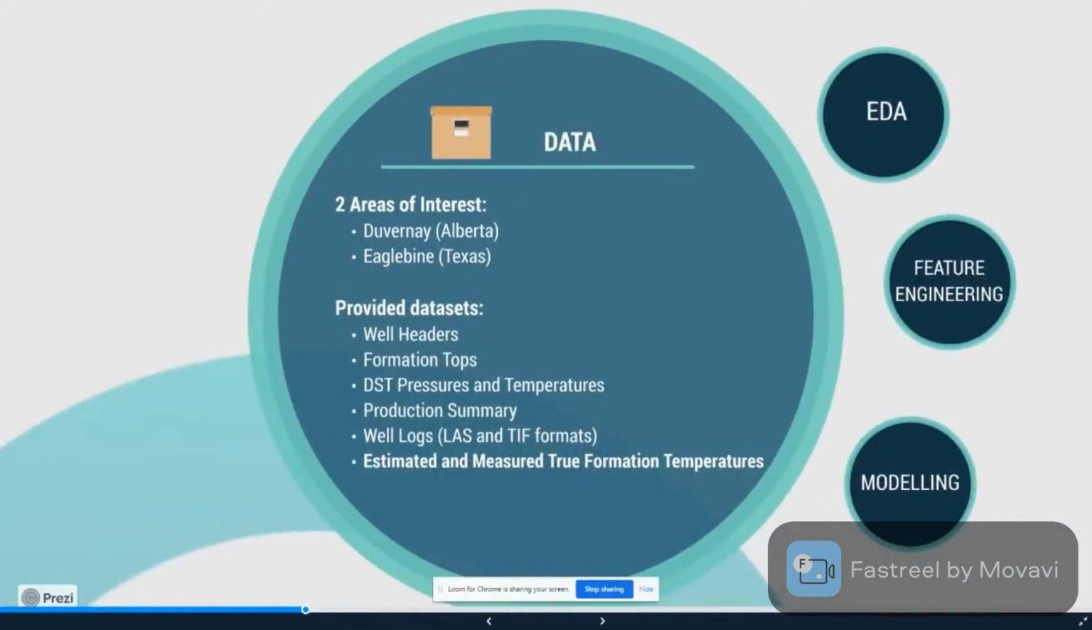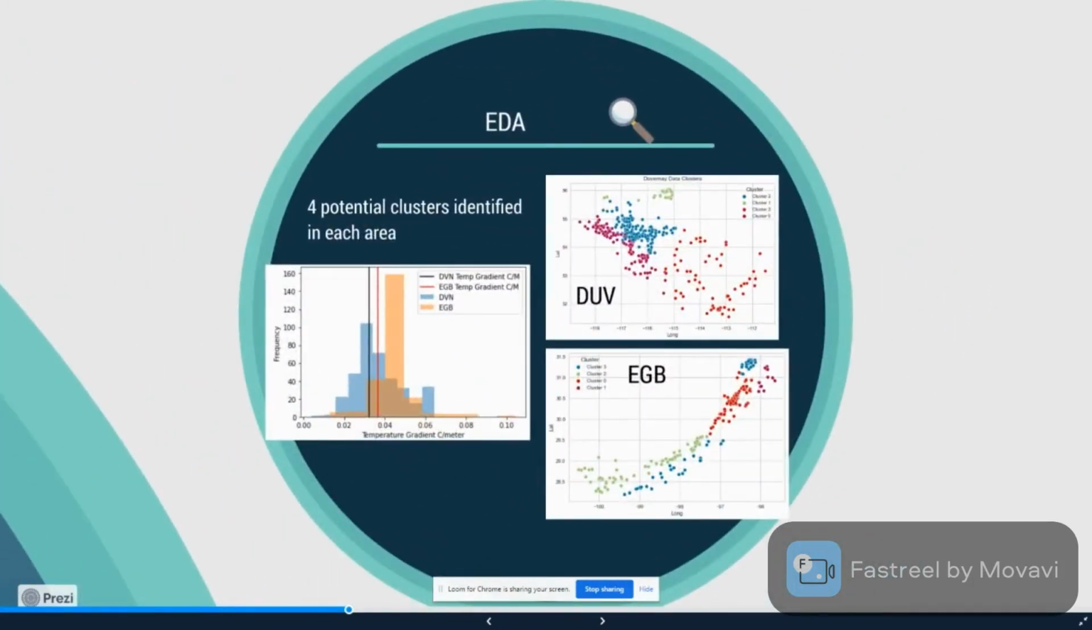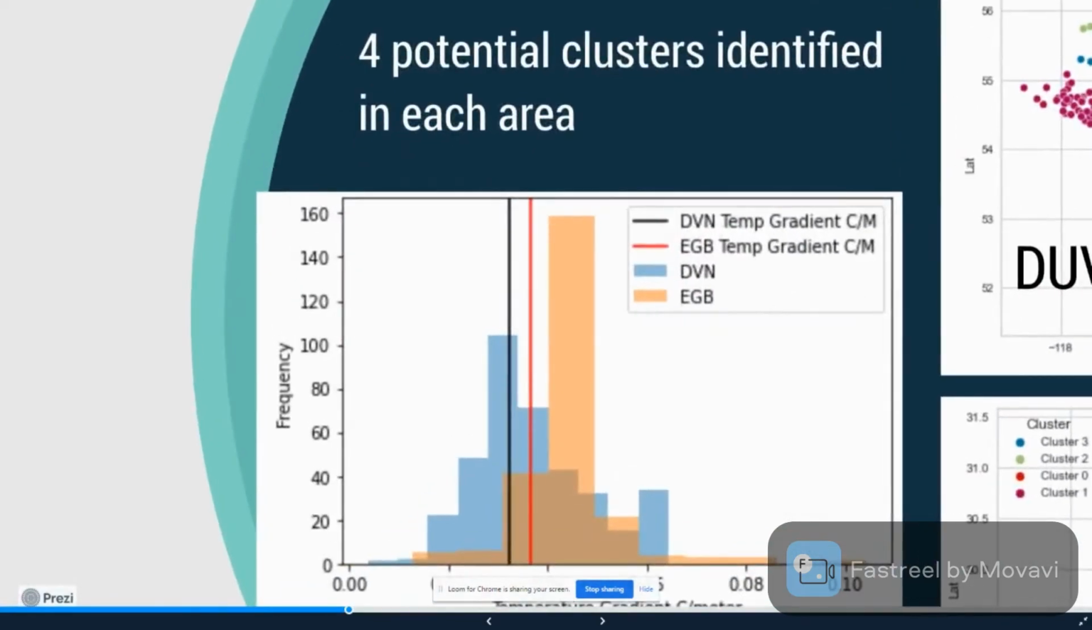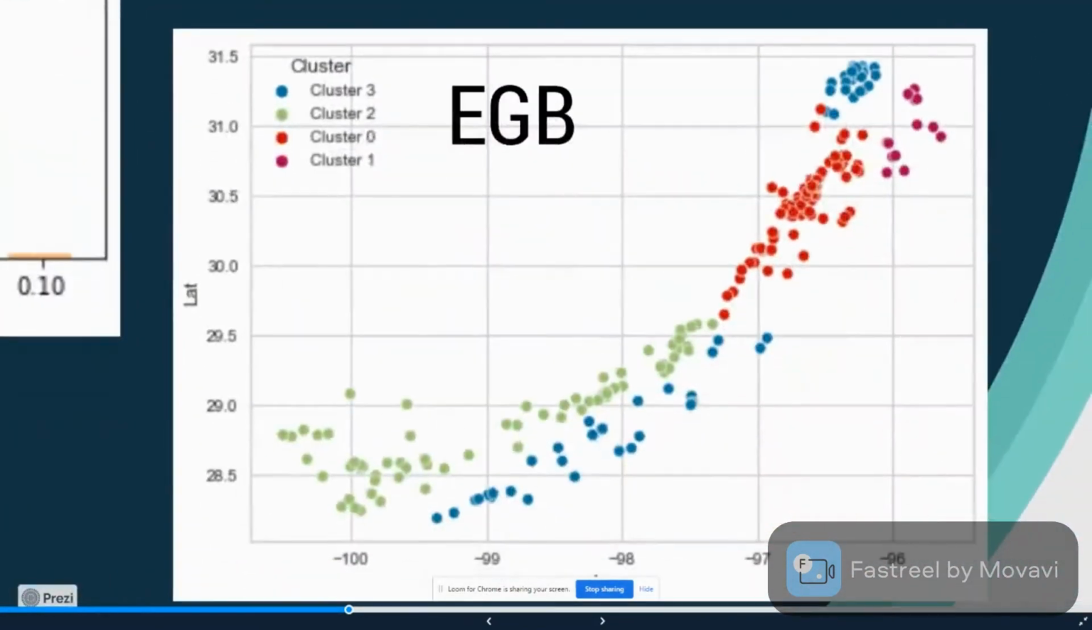The dataset we were given has 2 areas of interest: Alberta Duvernay and Texas Eagle Ford. We were provided with a series of datasets that we then analyzed in detail. Initial EDA started with an overall look at the data. The true temperatures provided generally align well with research publications we found online. Then we performed some unsupervised clustering to evaluate common groupings that help drive further analysis.